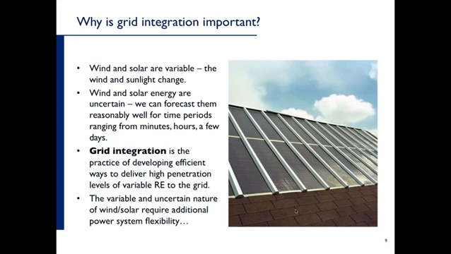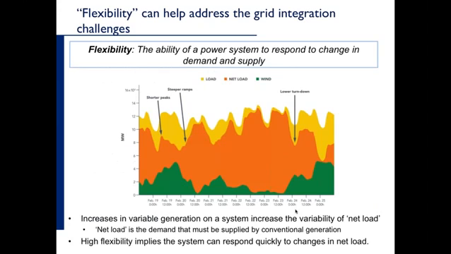So grid integration is essentially the process or the practice of recognizing the variability and uncertainty from wind and solar and trying to set up the power system so that we can run it as efficiently as we possibly can given the variability and uncertainty that we're going to be adding from wind and solar. And because of this additional variability and uncertainty, we need additional flexibility in the power system so that we can manage events that we didn't foresee very accurately.